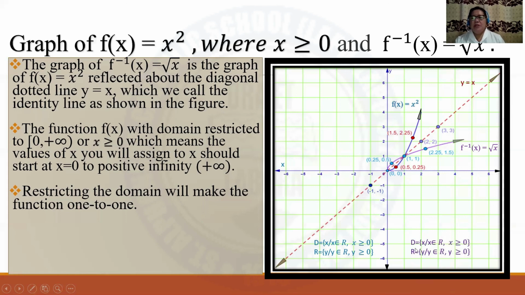And for the inverse function, the domain is equal to the set of x such that x is the element of R, where x is greater than or equal to 0. And for the range, the set of y such that y is the element of R and y is greater than or equal to 0. This is the graph of the inverse function, and we are using only the value of x greater than or equal to 0. And for the y, as you extend the graph, you can use only the positive values of y plus 0. Do you have questions?